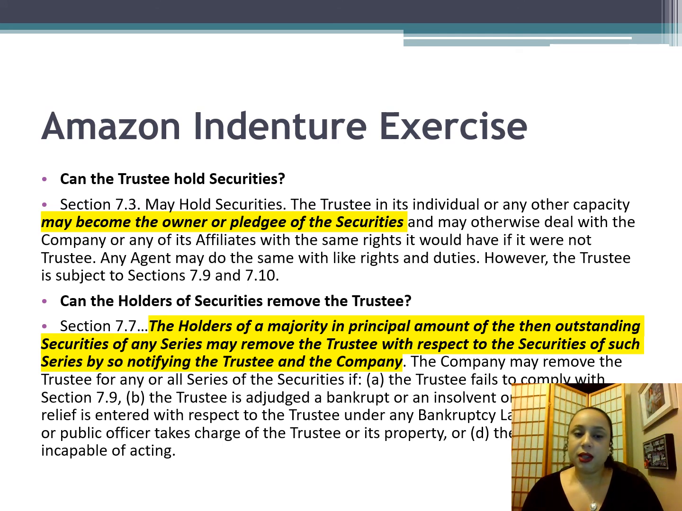Next question, can the holders of the securities remove the trustee? The holders of a majority in principal amount of then outstanding securities of any series may remove the trustee. So the answer to this question is yes. The holders have the power to remove the trustee. If you look at this subsequent language that I did not highlight, the company may also remove the trustee for any or all series of the securities if the trustee fails to comply with 7.9, if the trustee is adjudged bankrupt or insolvent, or if the trustee is incapable of acting.